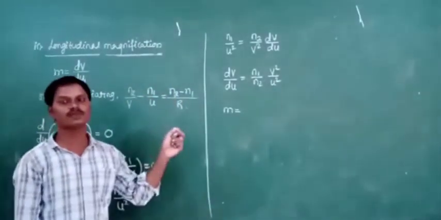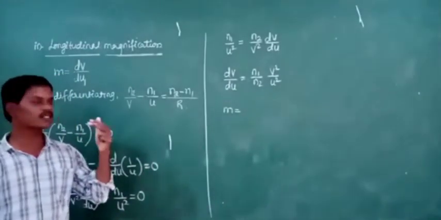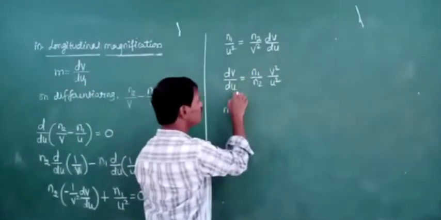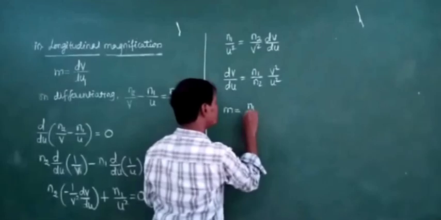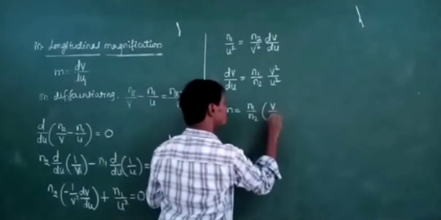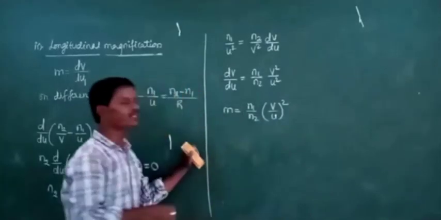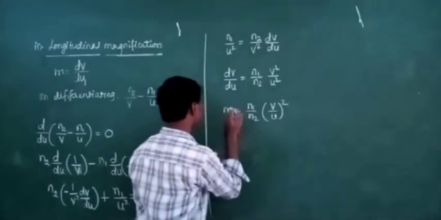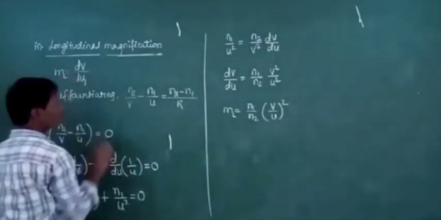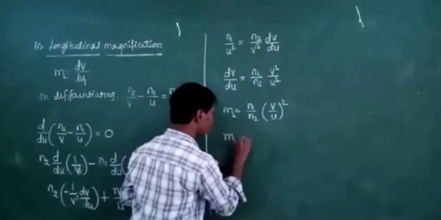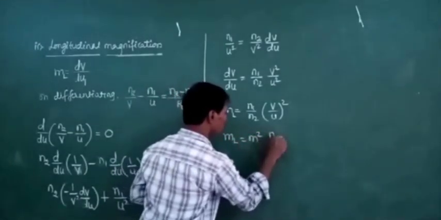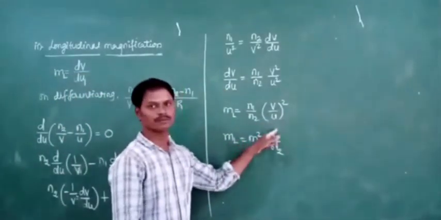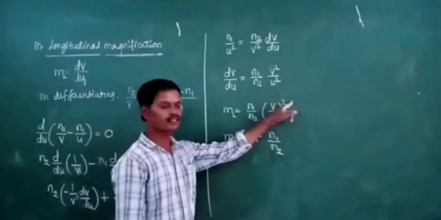And here, based on the sign convention we are using, we are going to find the magnification. So dv by du is nothing but m, then n1 by n2 into v by u whole square. What is v by u whole square? v by u whole square is m square. I will take the longitudinal magnification as ml. Then ml is equal to m square into n1 by n2. What is m? Where m is nothing but v by u. But v by u square is there, so that is why it is m square.